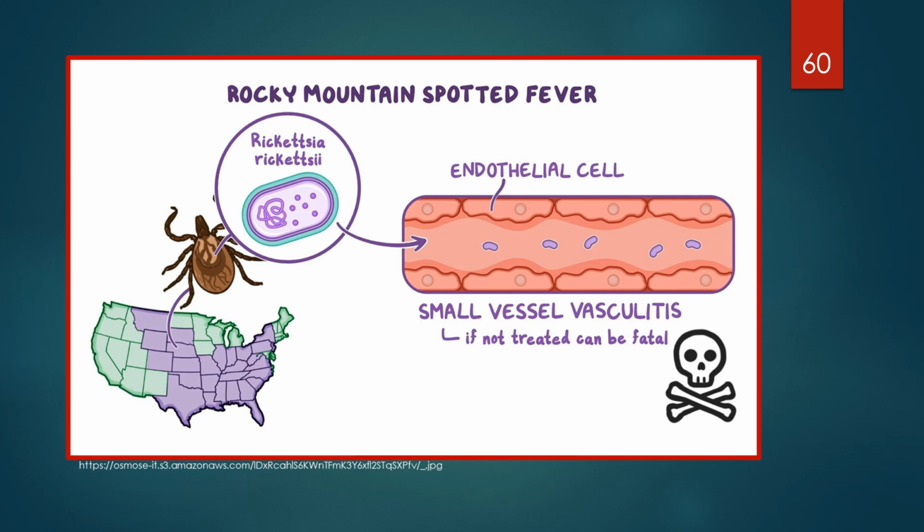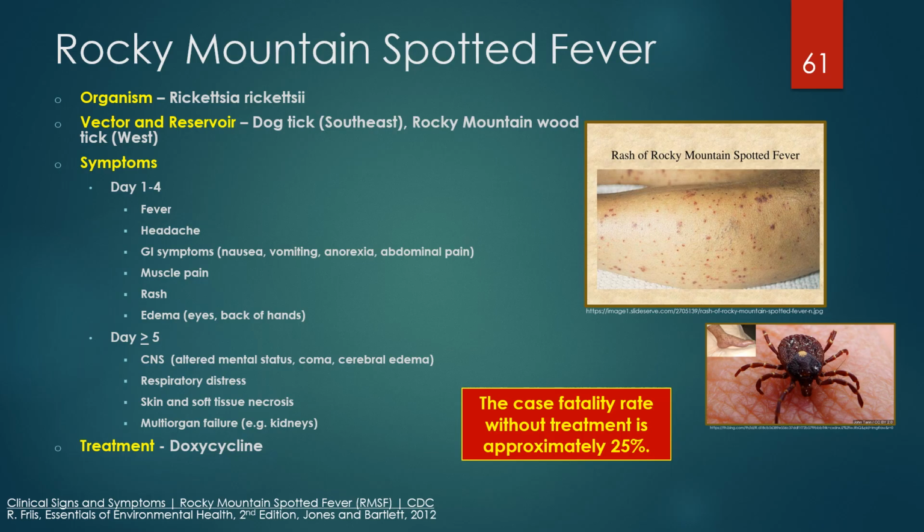Let's now consider Rocky Mountain spotted fever. As demonstrated on the map, Rocky Mountain spotted fever is seen primarily in the east, southeast, and midwest of the United States. Rocky Mountain spotted fever is caused by a rickettsial organism called Rickettsia rickettsii. Rickettsia are unusual organisms that reproduce within cells like a virus, but require oxygen to survive and are susceptible to antibiotics like bacteria. The vector and reservoir for Rickettsia rickettsii is the dog tick in the southeast and Rocky Mountain wood tick in the west. These ticks can transmit infection to humans and domestic animals like dogs.